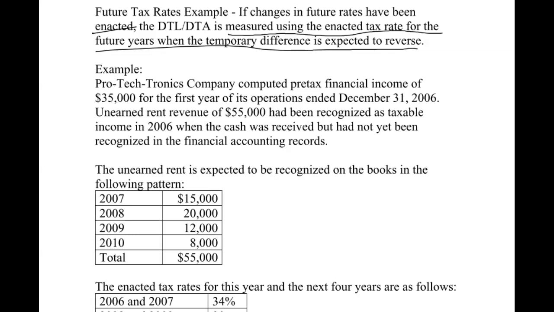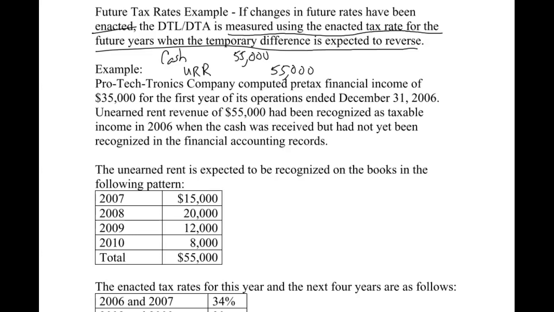Okay, so let's think about it. The journal entry is debit cash and credit unearned rent revenue for $55,000. So that would be the journal entry when we have the unearned revenue. Because the cash is received, we'll recognize it as taxable income. However, that is not revenue in our financial statements yet, so we have this difference here.